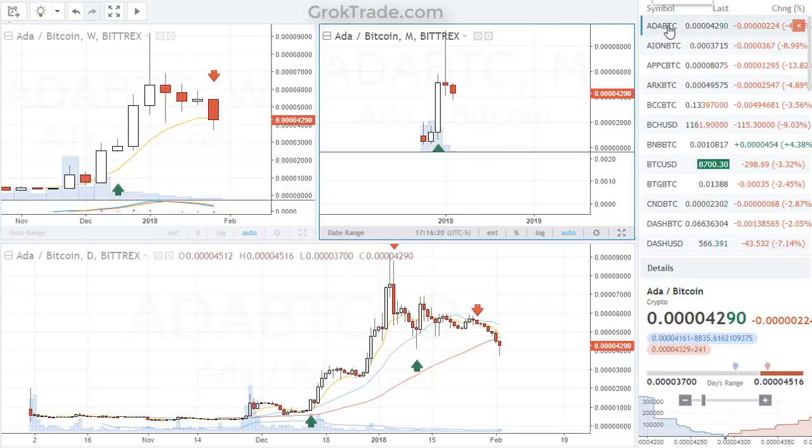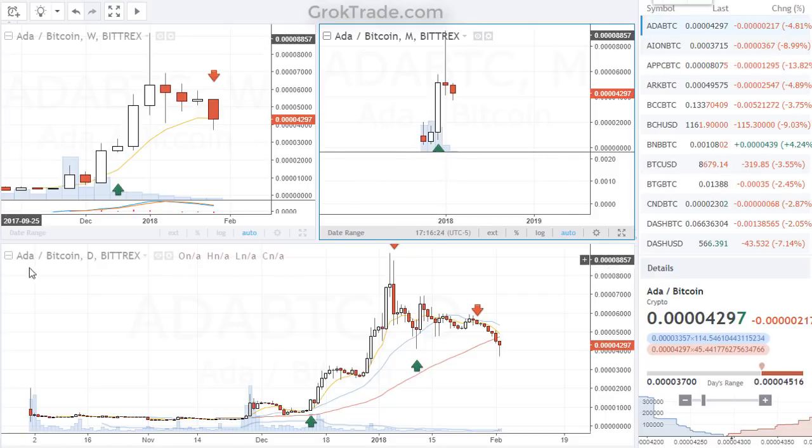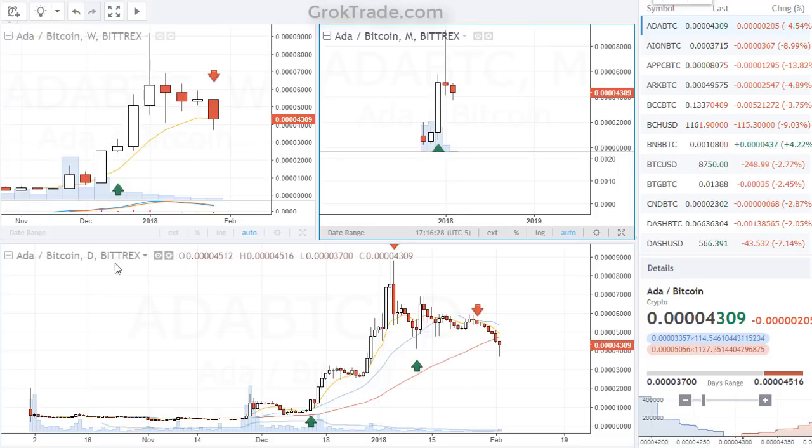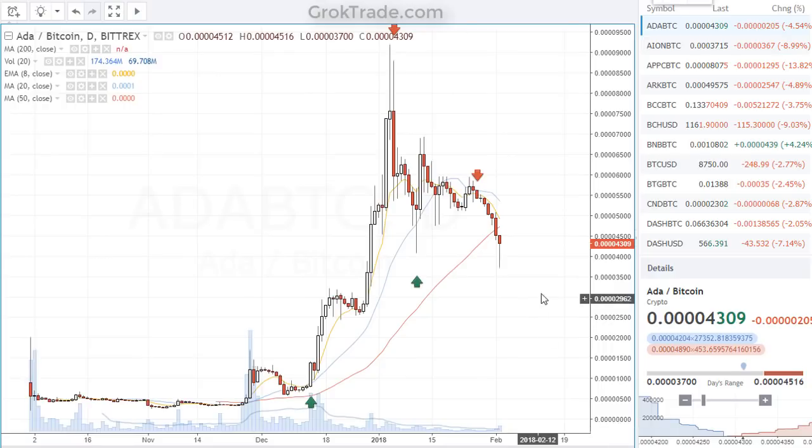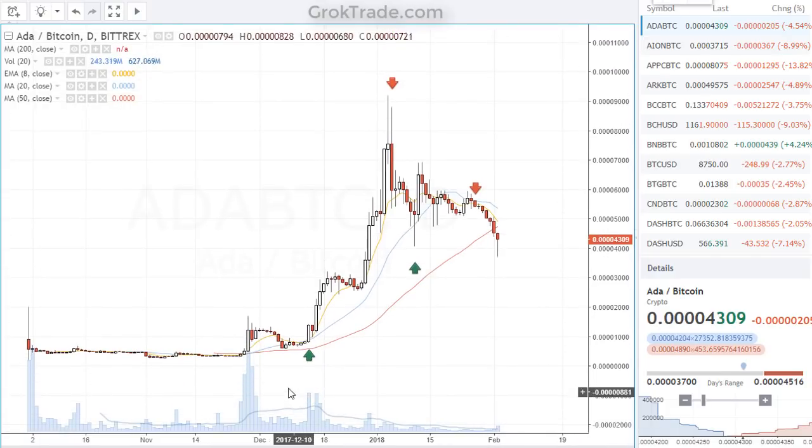First chart we're going to look at here is ADA BTC, ADA Bitcoin, and you can also see the exchange, Bittrex. I'm going to open this up to the daily. Here it is. We're going higher, higher, higher, higher. Nice run to the upside. We pull back, we're chopping, and we've been in this downward move.